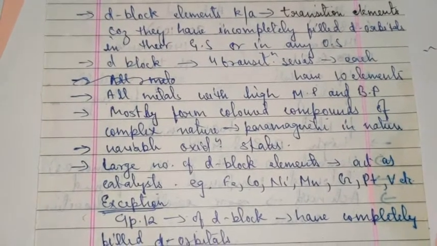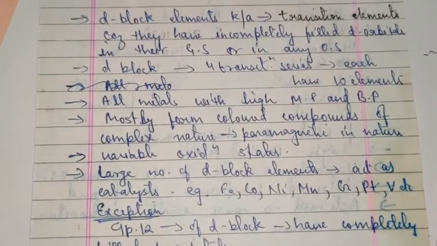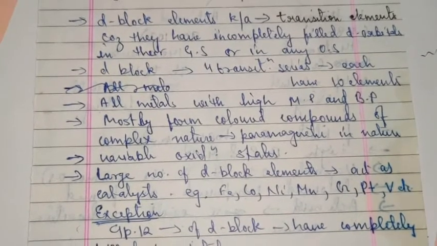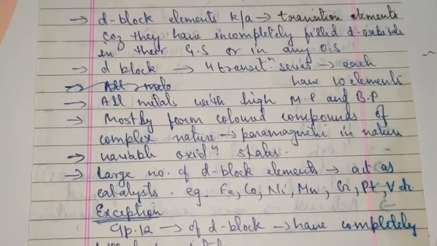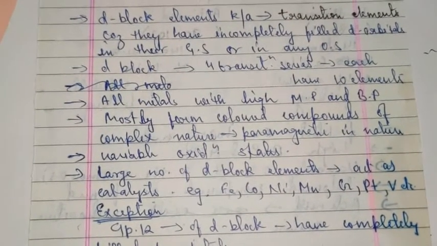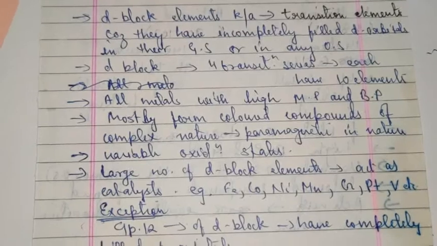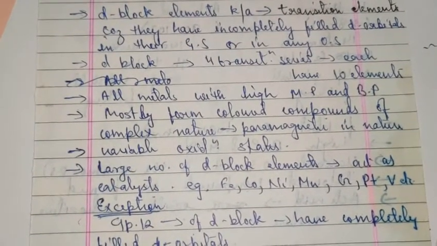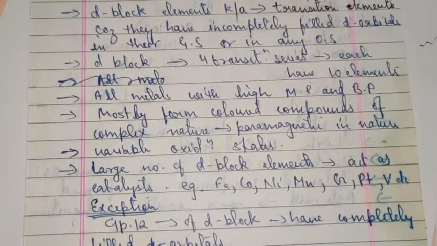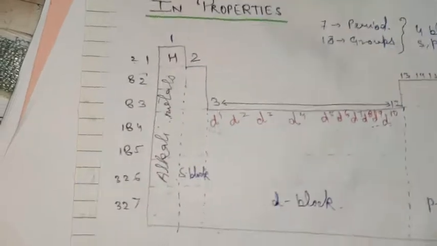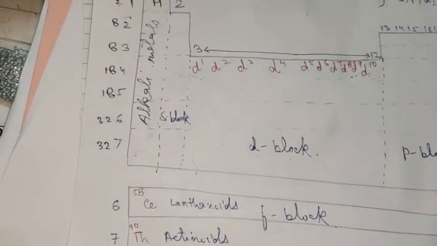That is why these are known as transition elements, and they have incompletely filled d orbitals in the ground state or in any oxidation state. Incompletely filled means d1, d2, d3, d4, d5 and so on. These are incompletely filled. D block elements have 4 transition series. Okay, now let me make it clear. They have 4 transition series.